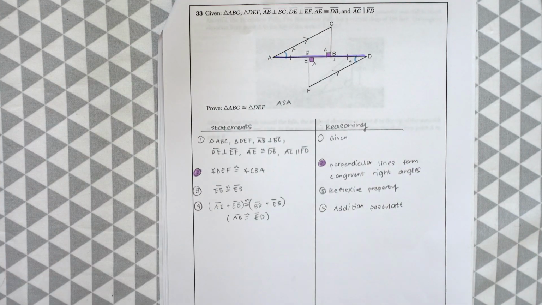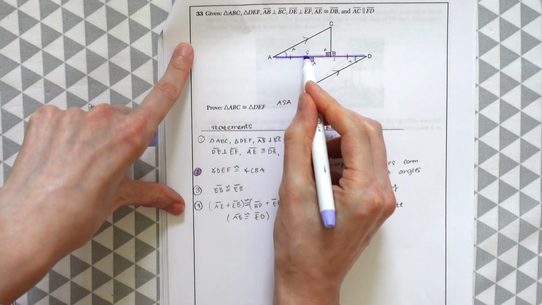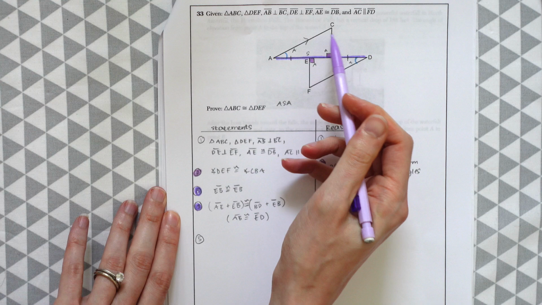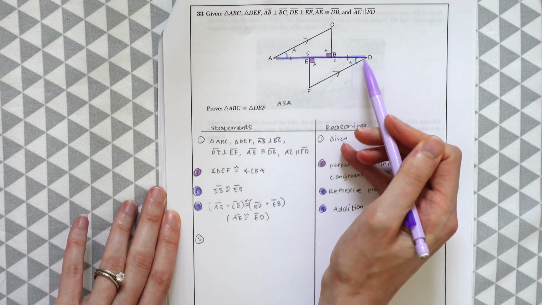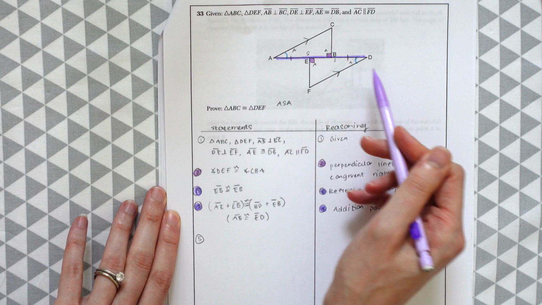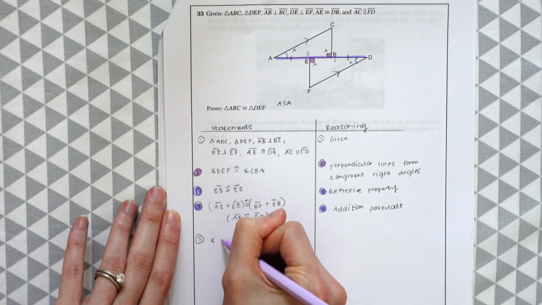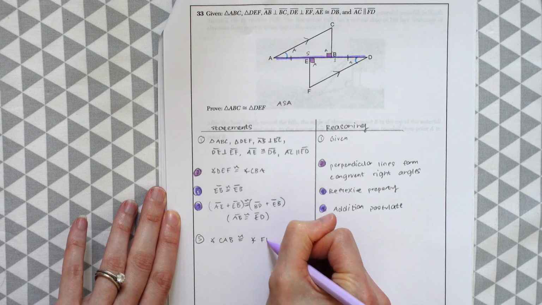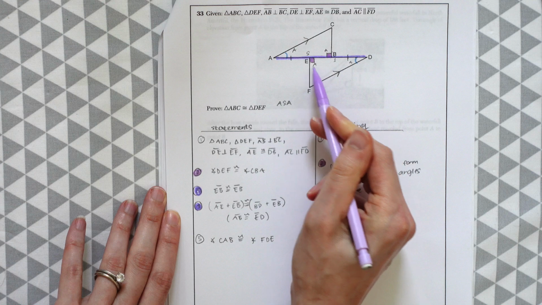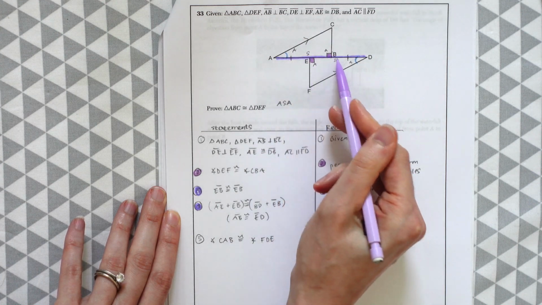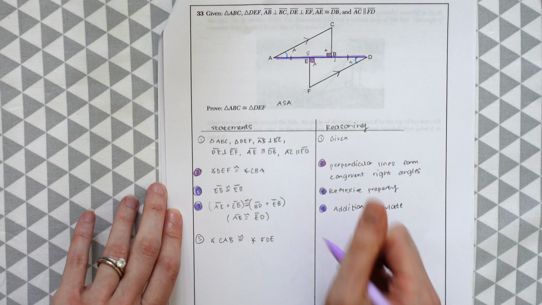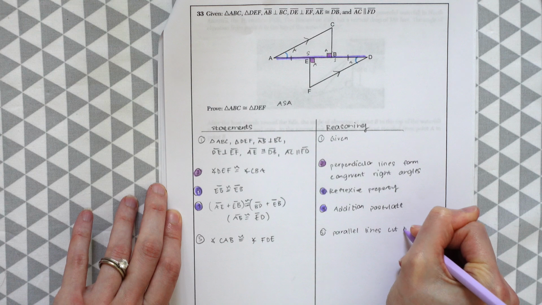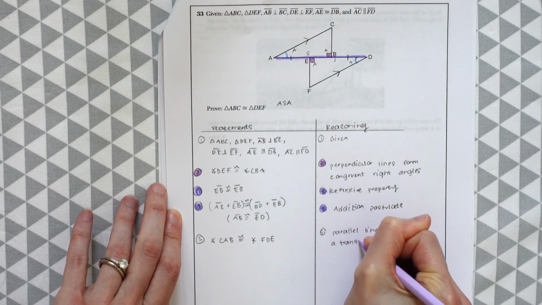Again, I'm just going to color this in, so we used a nice purple here. We needed 2. This is where we're going to talk about those angles that form because of parallel lines being cut by a transversal. So we're going to say angle CAB is congruent to angle FDE. Right? CAB to FDE. And this is based on parallel lines cut by a transversal.